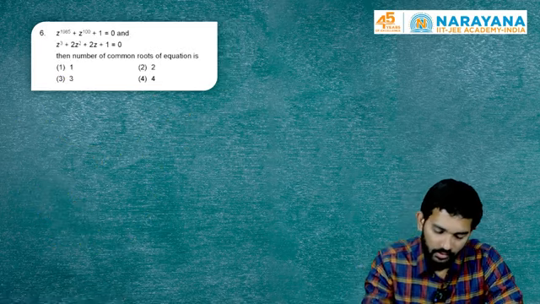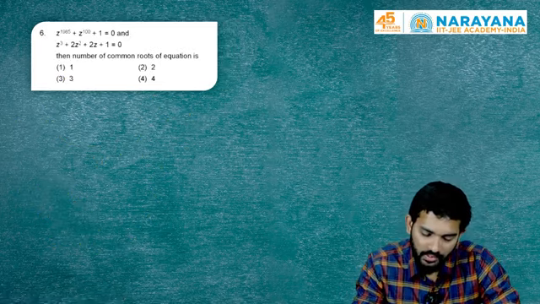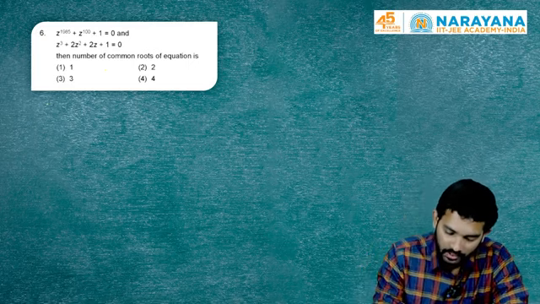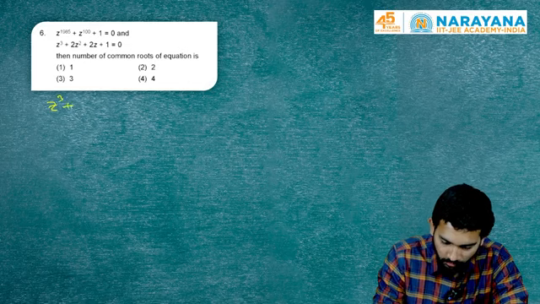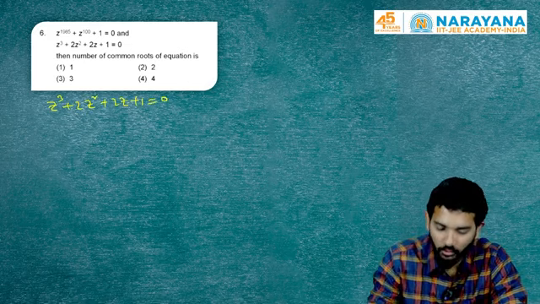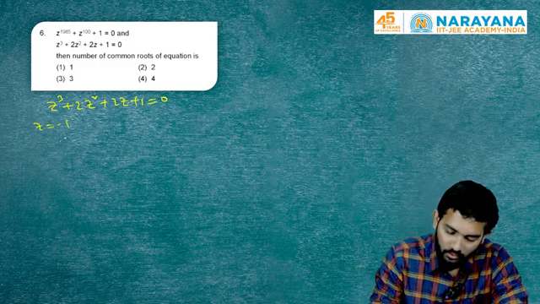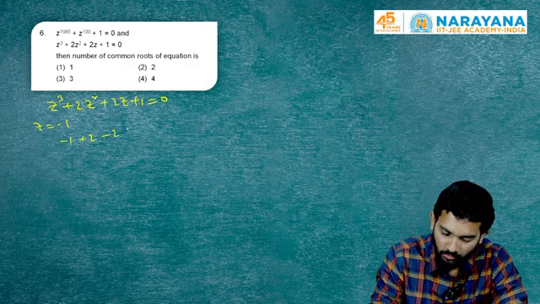Next, two equations are given and he is asking the number of common roots between these two equations. So if I take the second equation first, z cube plus 2z square plus 2z plus 1 equal to 0. Now from observation I can say z equal to minus 1 is a root, because minus 1 plus 2 minus 2 plus 1 is 0.